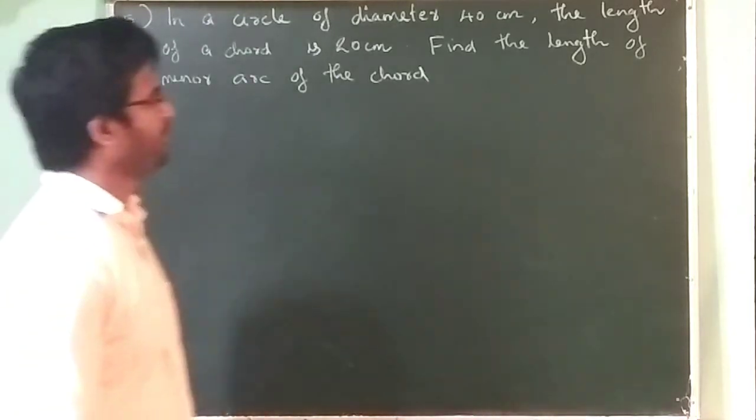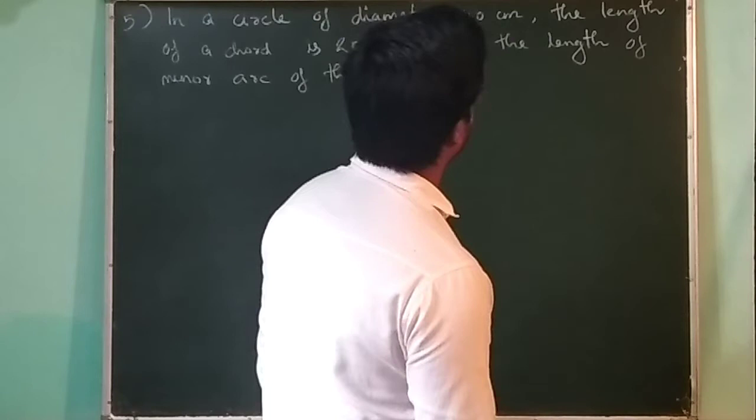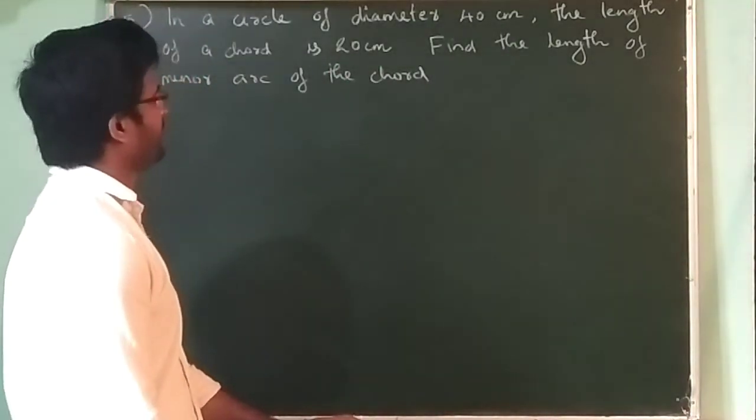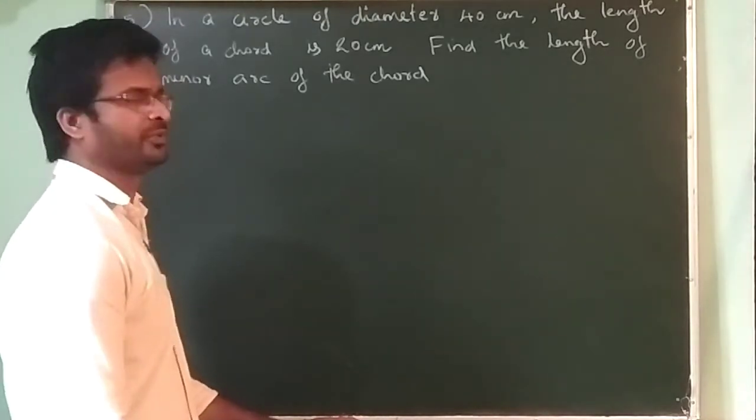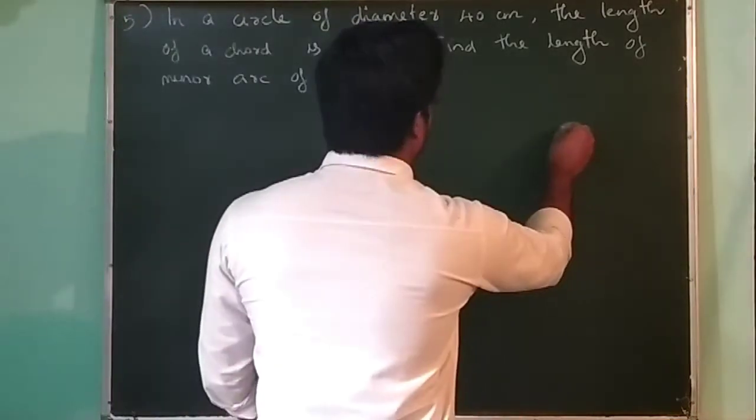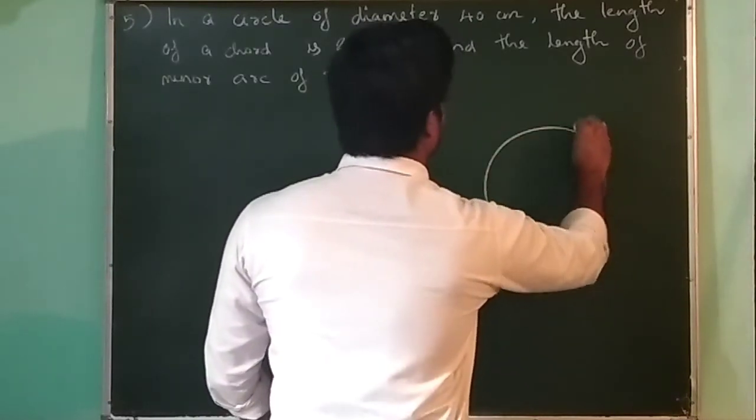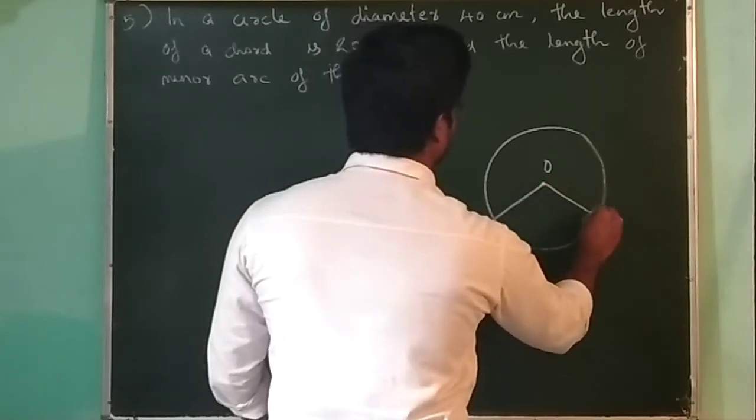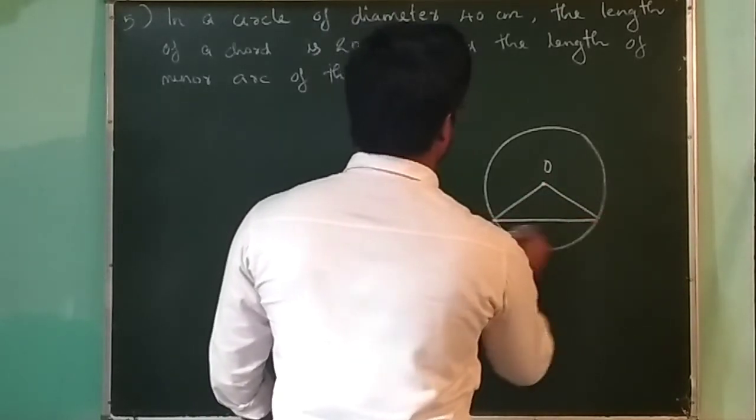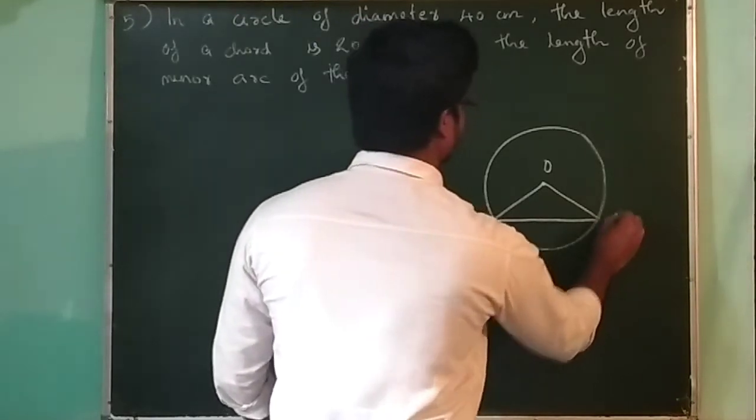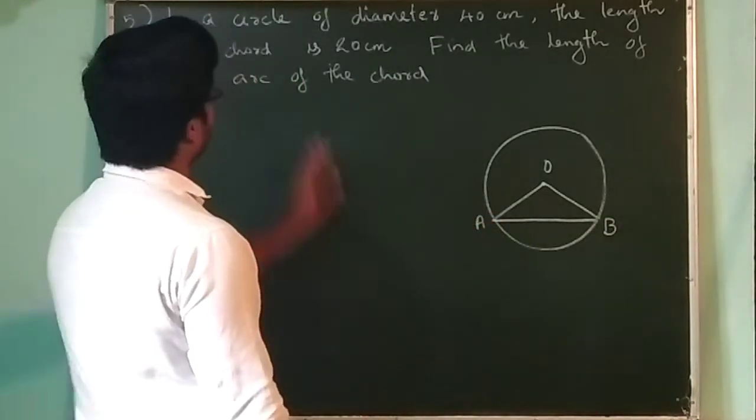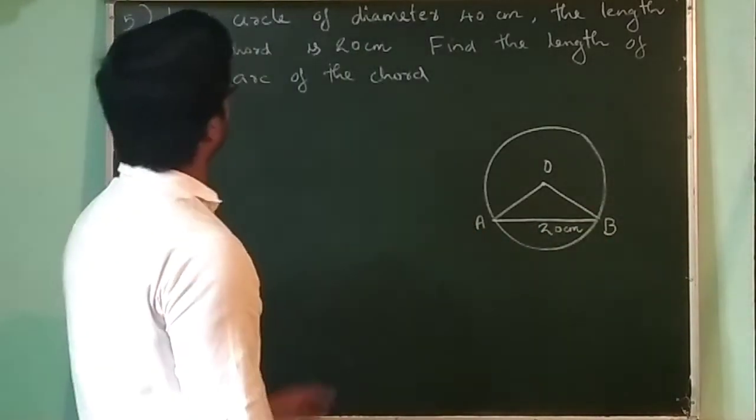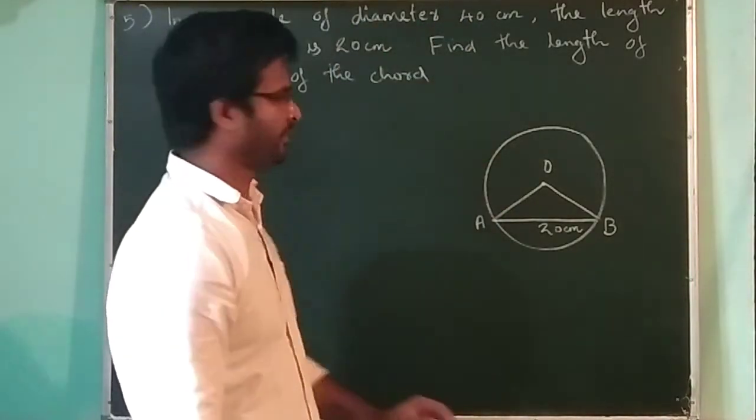Question number 5. In a circle of diameter 40 centimeter, the length of a chord is 20 centimeter. Find the length of the minor arc of the chord. Okay, first we can draw one circle. Circle, center is O. AB is a chord. And here the length of the chord is given, 20 centimeter.